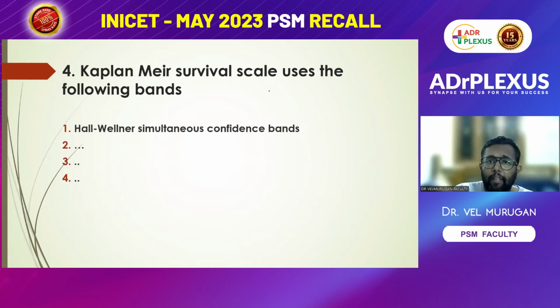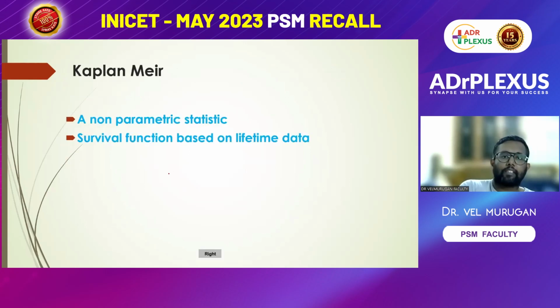Next, the Kaplan-Meier survival scale uses the following band. This was also an out-of-proportion question for you. What is the Kaplan-Meier survival scale? It is a non-parametric statistic. We can give a drug A and a drug B for cancer. There are people whose chance of surviving, the probability of survival, decreases year by year.